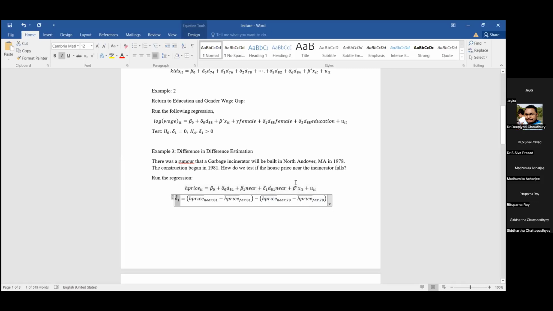This is exactly what a difference in difference estimator does. So this is first difference. This is another difference. It is the difference of the two difference. That is why it is called a difference in difference estimation.